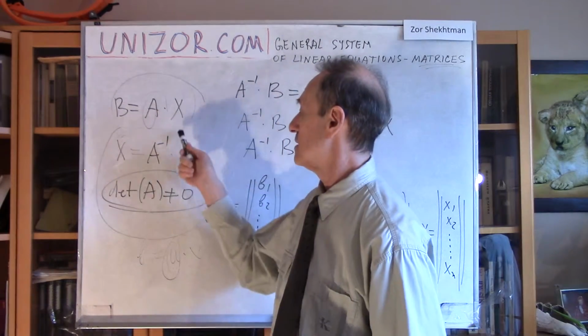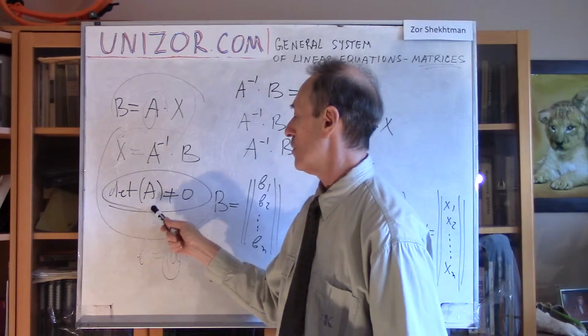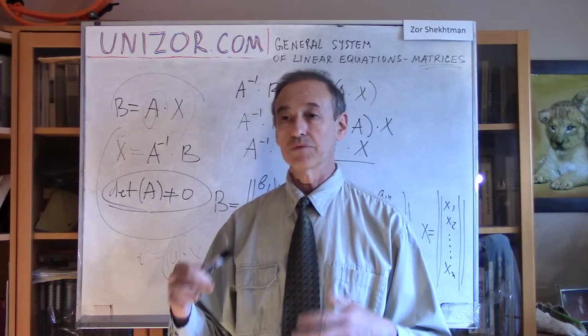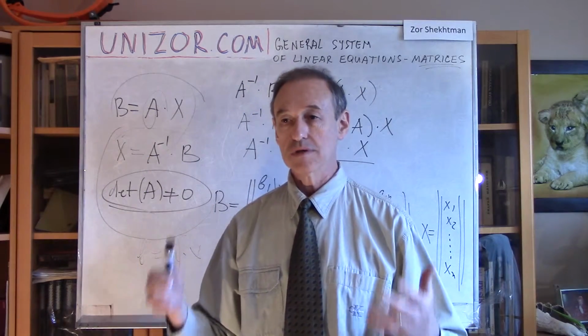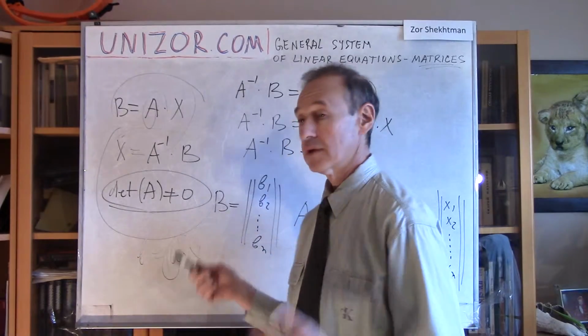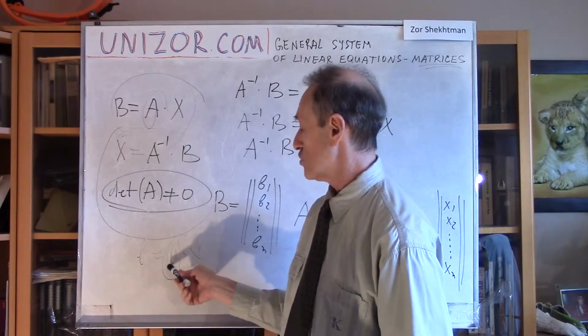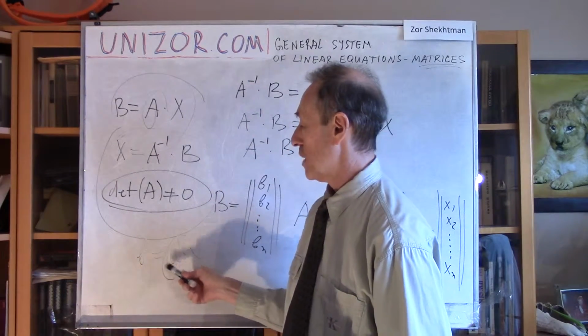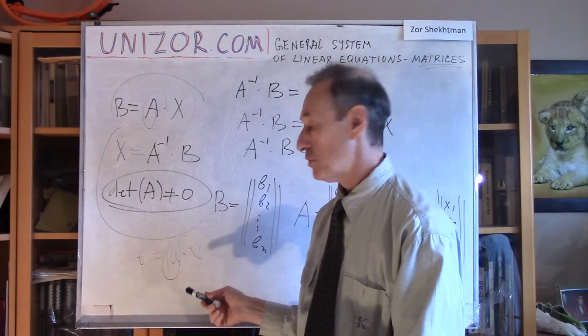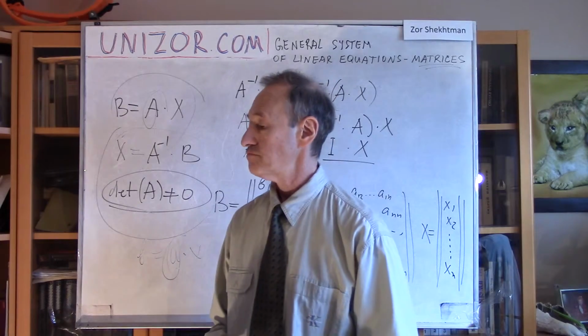So basically the determinant not equal to 0 is a good rule not only for a system of any n equations with n unknowns, but also for one equation with one unknown, if you consider this as a matrix of dimension 1 by 1, and this is the column vector 1 by 1, and this is the column of unknowns, which is also 1 by 1.